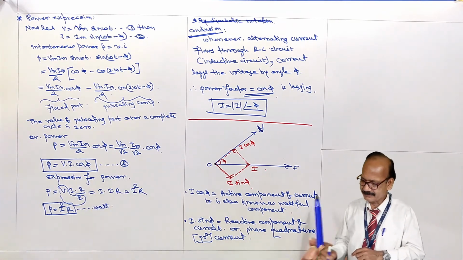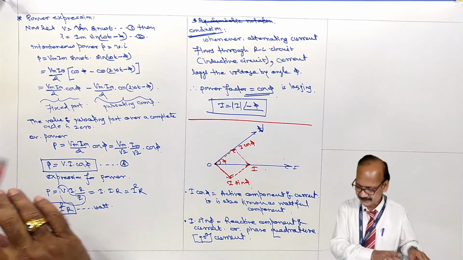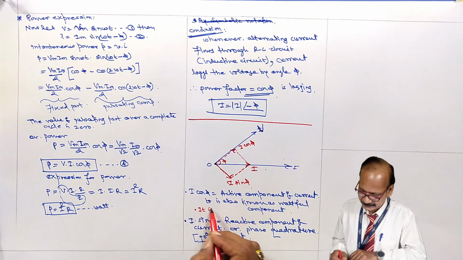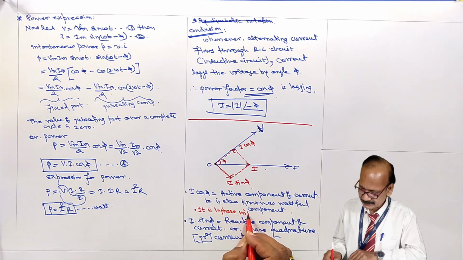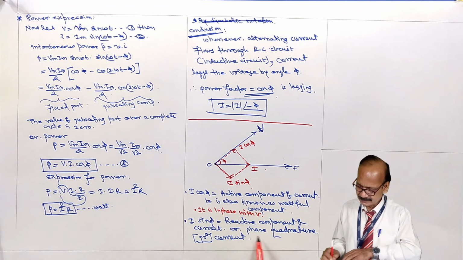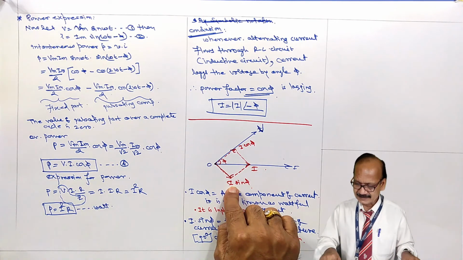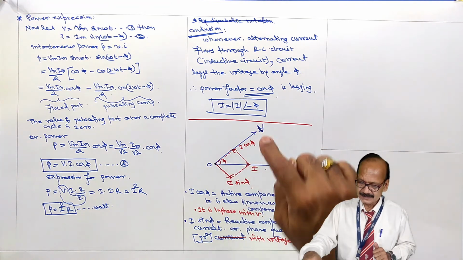Now this active component of current is in phase with voltage V, and this is phase quadrature with voltage V. So this component I sin phi is perpendicular to the V, and I cos phi is in phase with V.